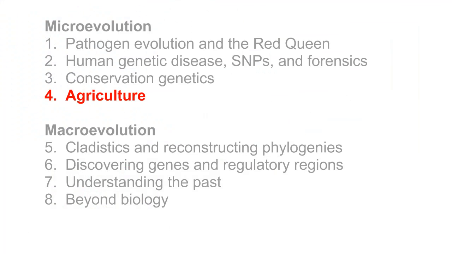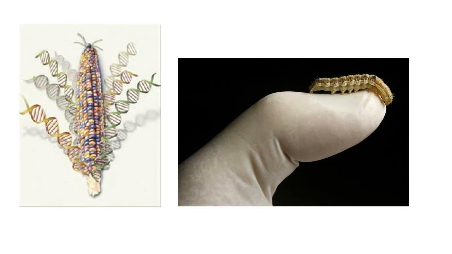Section 4. Agriculture. The other major application for non-human genetics and evolution might be agriculture. We are highly dependent on only a few crops for most of our food, and evolution can help us understand how to manage that delicate situation.